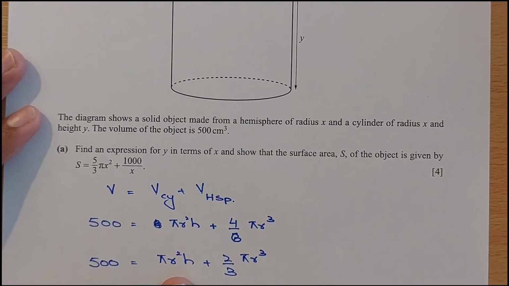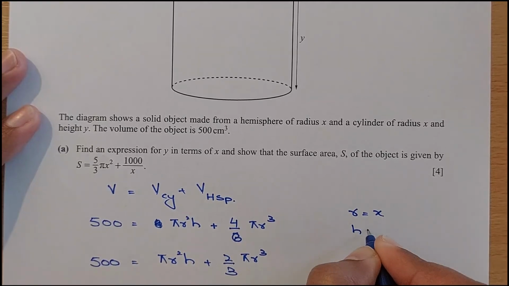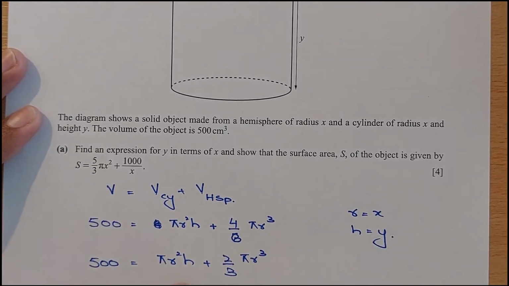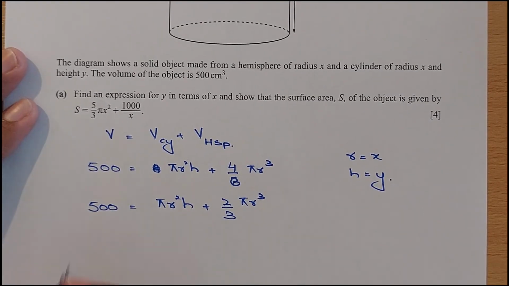Let me solve for the value. The radius is x over here and the height we have been given is y. Replacing the variables r with x and h with y. Okay, and let's solve for y.